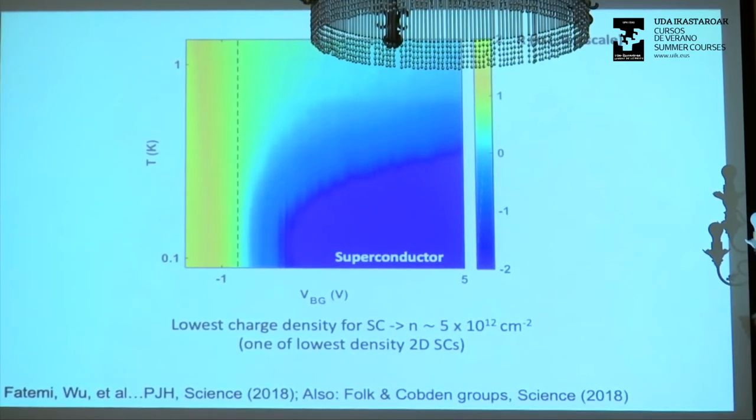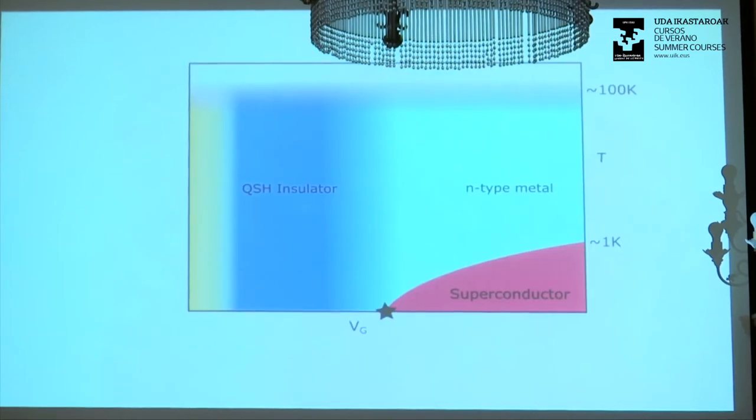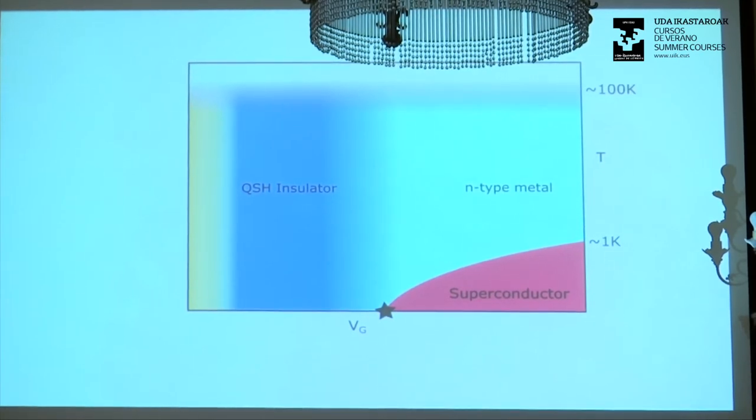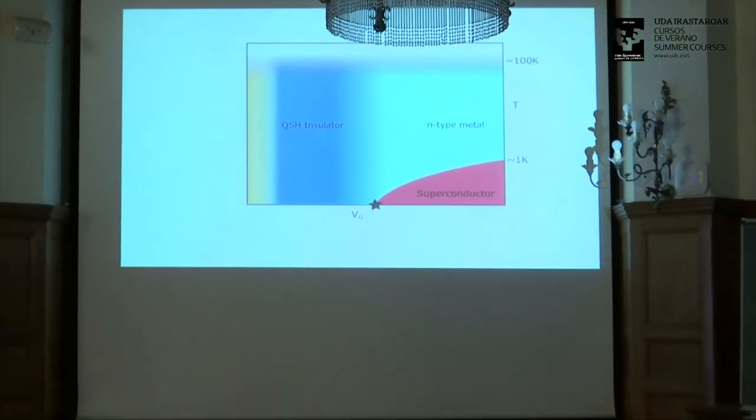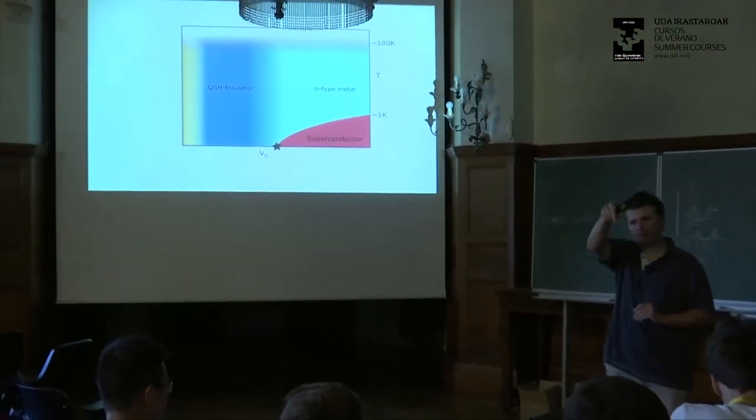It may be a very special type of superconductor. So this is the overall phase diagram. You have quantum spin Hall insulator near charge neutrality up to something like order 100 Kelvin. When you dope it, it becomes a metal, and then a superconductor with an electrically tunable superconductivity with a maximum TC of order 1 Kelvin. And many groups are investigating this behavior. Other topological insulators, such as bismuth selenide, when you dope them, they become topological superconductors. We don't know here. Yep.